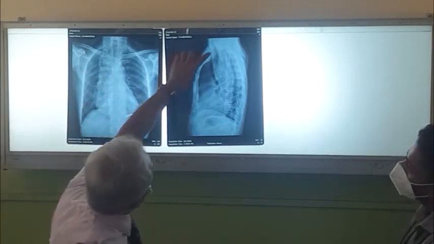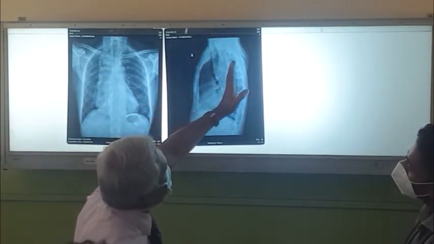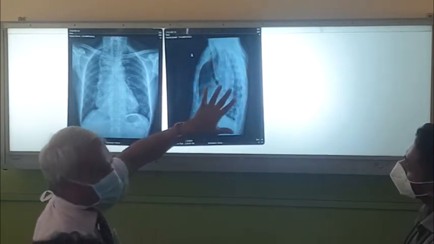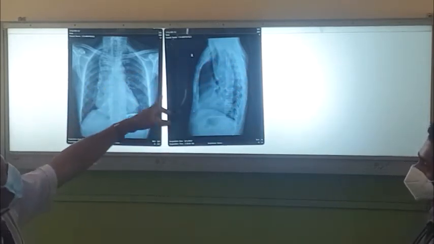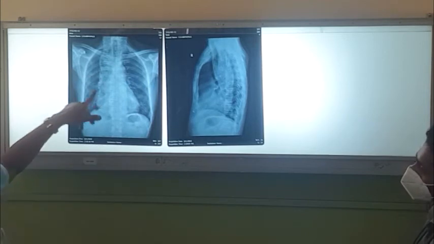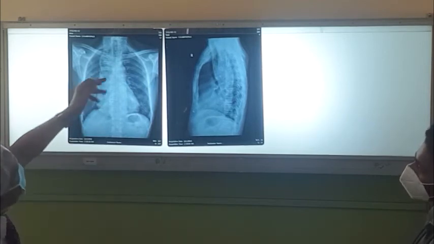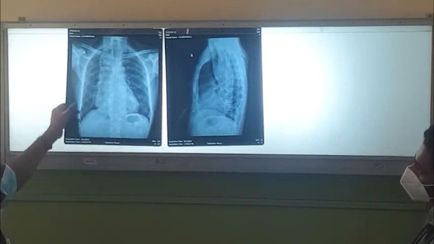So this is the trachea, and it is behind the trachea. What is the structure behind the trachea? So this is achalasia cardia with some food materials, dilated esophagus.